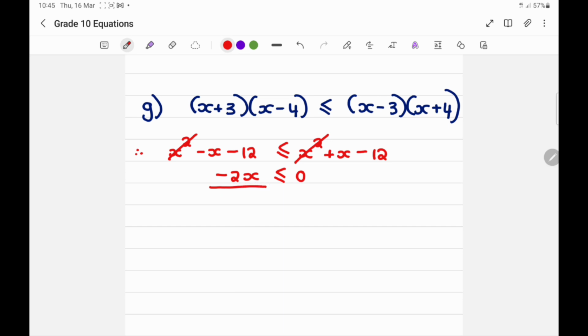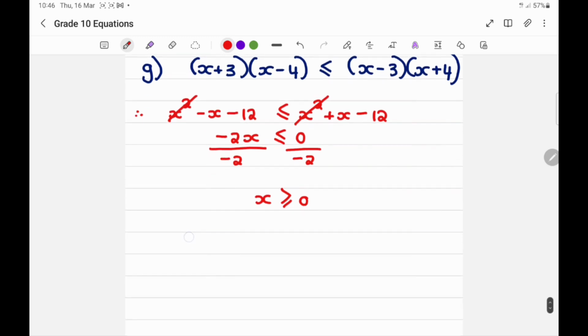So if you divide with a negative 2, divide with a negative 2, x will be, and now very important because you divided with a negative, you have to swap your signs around, and 0 divided by anything is 0. So x is bigger than or equal to 0. And if you've got that on a number line, your 0 over there, a dot on top colored in, and it's bigger than, so it goes to the right.